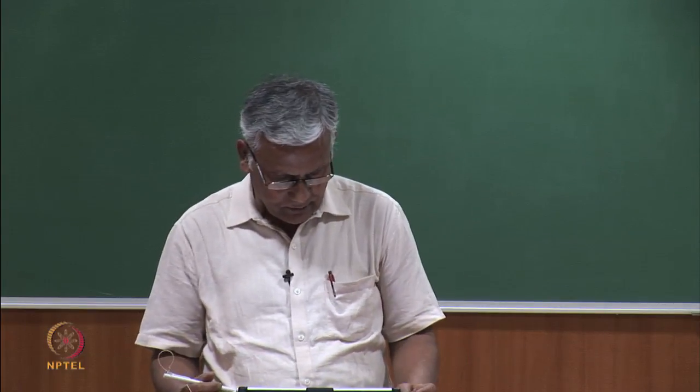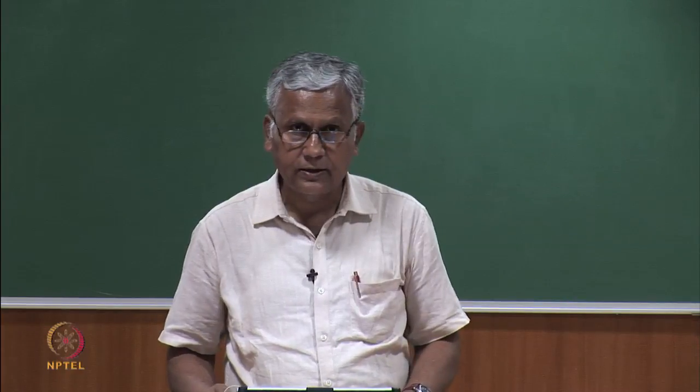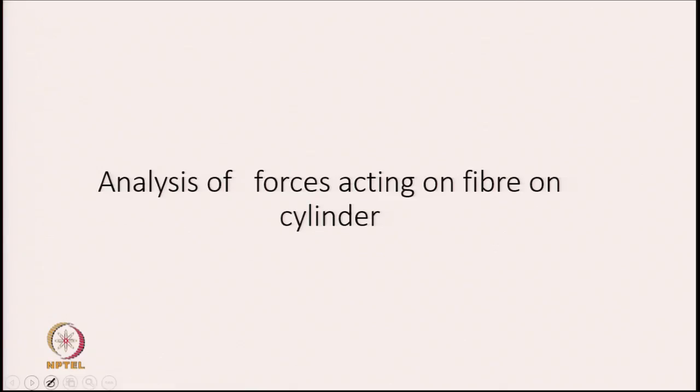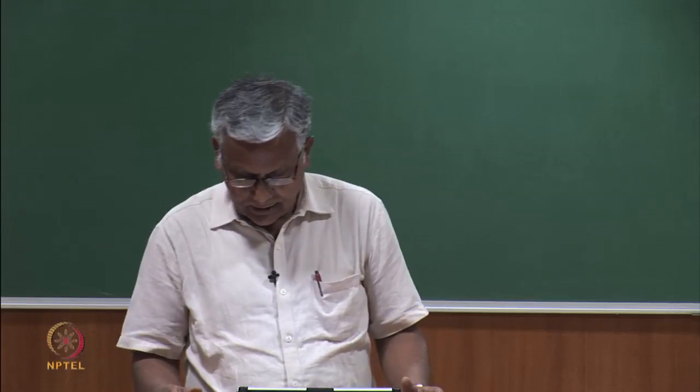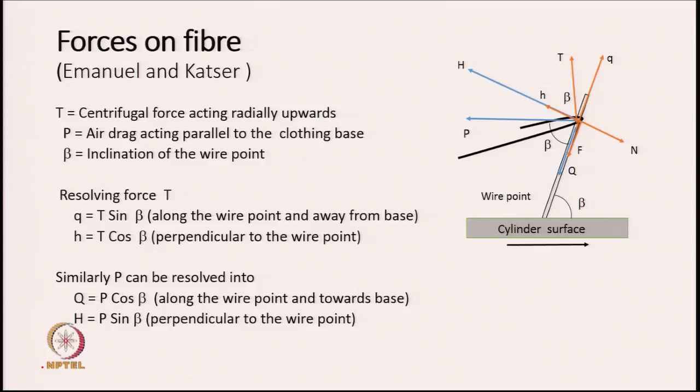The next point that we are going to discuss is analysis of forces acting on the fiber on a cylinder. There are so many fibers on the cylinder. Let us look at an isolated fiber held by the cylinder wire point. So, in the diagram we see there is the cylinder surface, there is one cylinder wire point or one pin, whatever you say. The black line indicates a single fiber and the cylinder surface is moving forward.